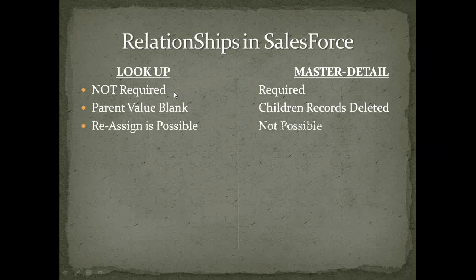Reassignment of faculty on the student. If it is lookup, you can keep it blank. You can assign faculty A. You can reassign faculty B, faculty C, possible. If it's a master-detail relationship, you don't have the option. Once you assign faculty A, that's it. You can't reassign to faculty B or faculty C. Good. Now the question in our mind should not be which is good. It all depends on the requirement of establishing the relationship.